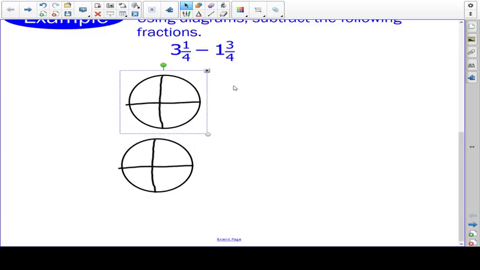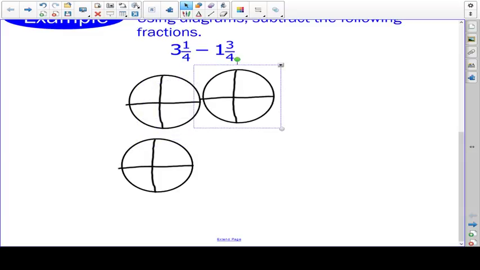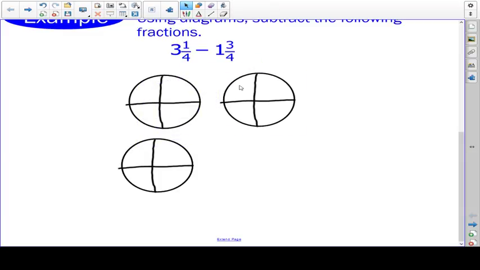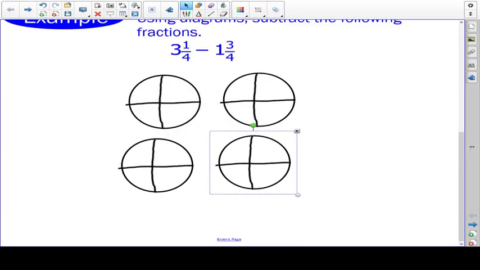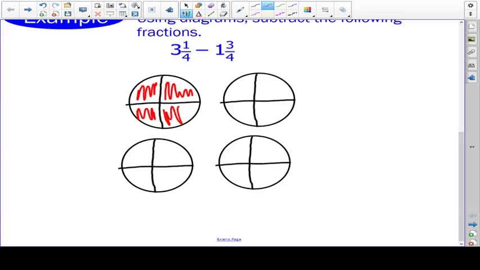I'm going to clone it. So here's another one. There's my 3. But I need a partial, so I'm going to drag that guy down here. There we go. So 3 1/4 is going to be 3 completely shaded in circles plus 1/4. So that's 1 of 4 pieces. That's 3 1/4 right there.